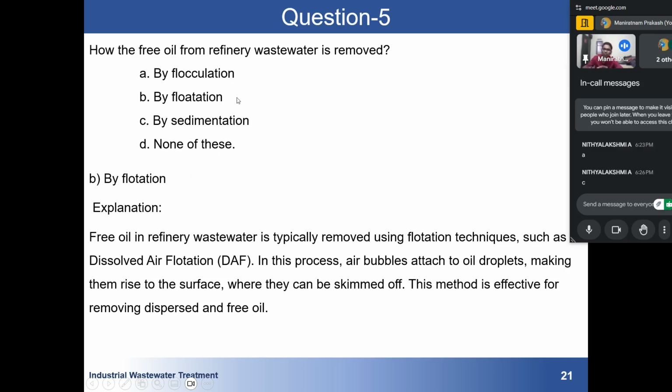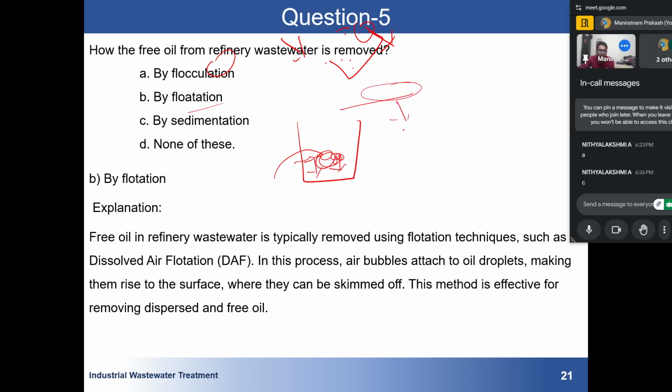If you recall, flocculation is used to settle down the suspended particles. We add some chemical, it forms clogs, and then it precipitates. In sedimentation, we know there is a tank, water is added, and due to gravity there is settling. But in flotation, water will pass, and due to density difference, the free oil will be removed.